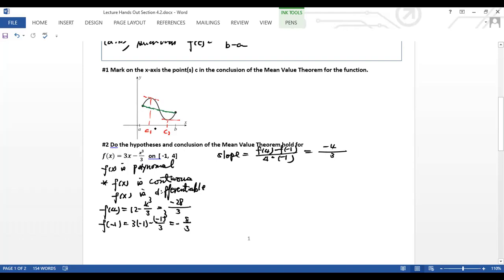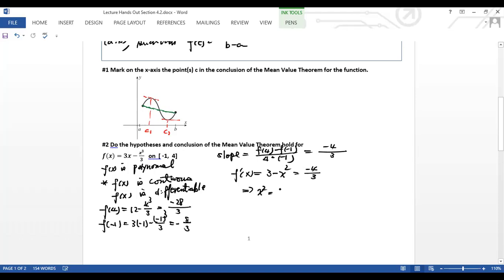So this is the green line, and now I know I can find a c here. So how do I do that? I say f prime of x equals 3 minus x squared. By the mean value theorem, I know this is going to equal negative 4 over 3 here. So I can solve it.